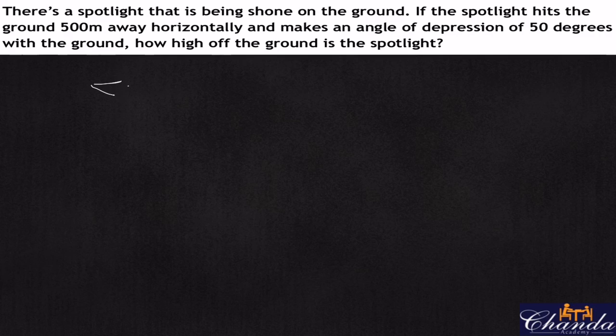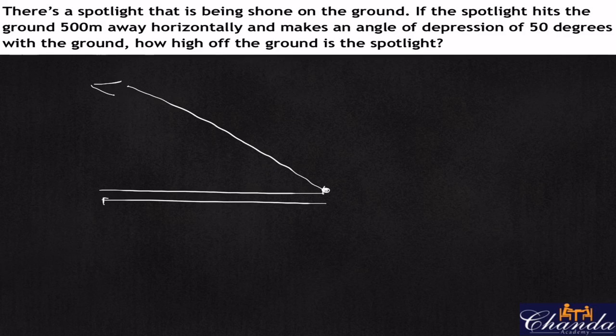If it hits the ground, let's say that's the ground there, and it hits the ground 500 meters away. So that's 500 meters right there, and makes an angle of depression of 50 degrees. So that right there is 50 degrees. So as we discussed, that will also mean that this is also 50 degrees. The question asks, how high off the ground is the spotlight? So we're looking for this particular side there.